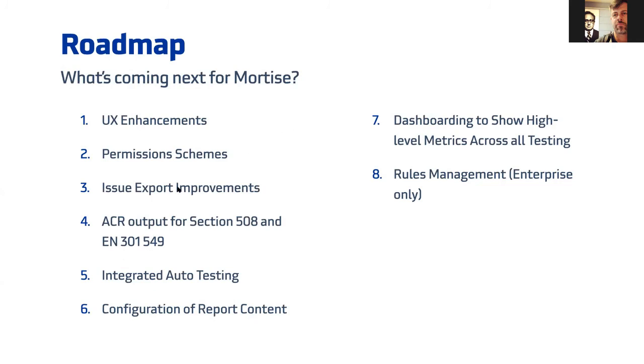Some improvements to the issue exporting process. One of those is going to be just some differences in the way that the data is formatted. VPAT ACRs right now are limited only to WCAG. We're going to be adding Section 508 and EN 301-549.